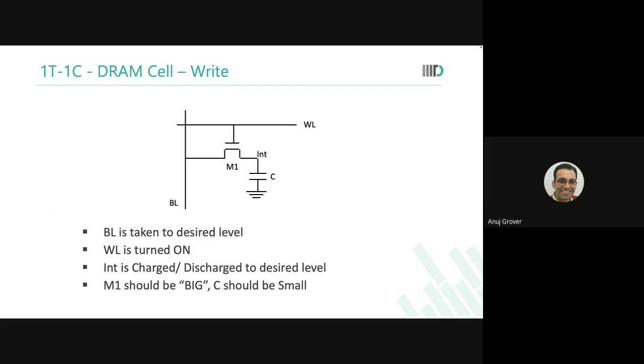But refresh is an issue, because if you have to refresh frequently, then your memory becomes unavailable. So we just saw that refresh is dependent on temperature. If the temperature is high, leakage is higher, so I need higher refresh. What can I do to avoid this?